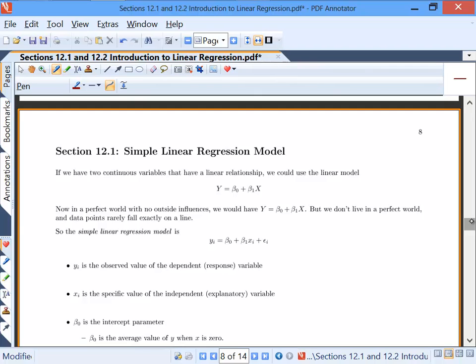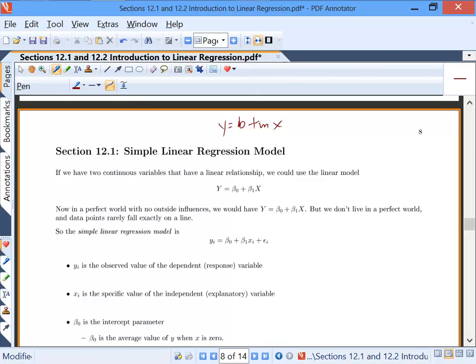So this is where your book starts, with a simple linear regression model. If we had two continuous variables that have a linear relationship, then we could use our linear model where y equals beta naught plus beta 1 x. Now you are used to seeing equations of lines that look like this. That's the equation of the line that you're used to from all your math classes.